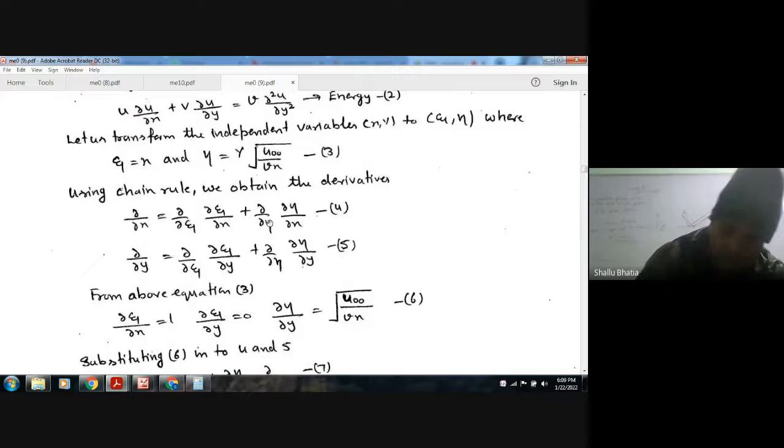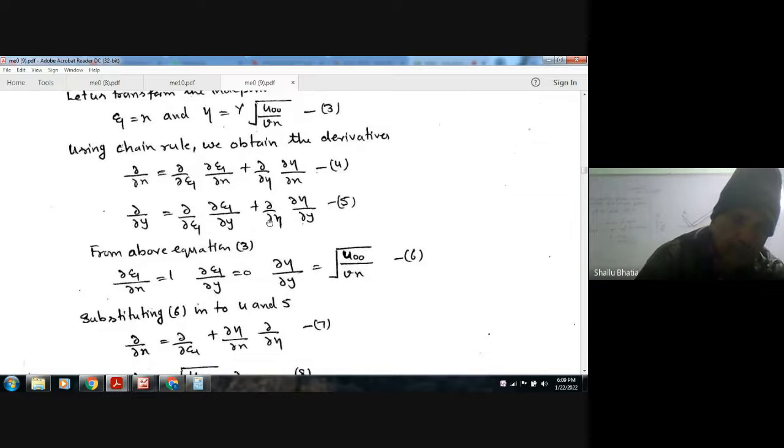Okay, so ∂ζ/∂x we kept the same. Now ∂ξ/∂y is 0, so ξ is not a function of y, so ∂ξ/∂y is 0. And ∂ζ/∂y is just this factor only.